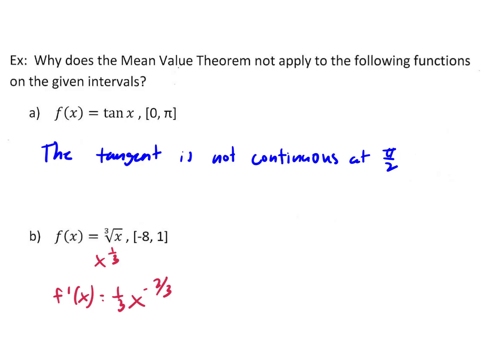Well, what does that negative 2/3 really mean? That means I have a radical in the bottom. Any issues there? When would this not be differentiable? x equals 0. If x was 0, we'd have a problem. It's not differentiable at x equals 0. Okay, so that's what the problem is here, and 0 is in this interval. Now, if the interval didn't include 0, it'd be different.